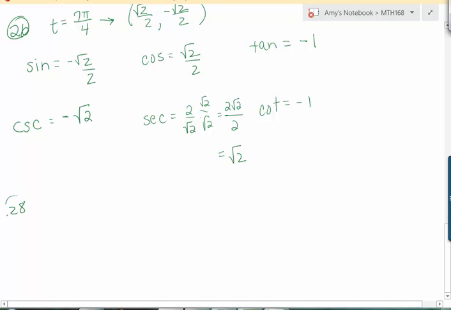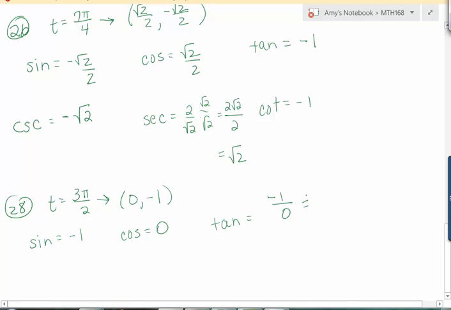Number 28. T equals 3 pi over 2. Your ordered pair here is 0, negative 1. Sine is negative 1. Cosine is 0. The tangent is sine over cosine, which we know you cannot have a 0 in the denominator, so your tangent is actually undefined.